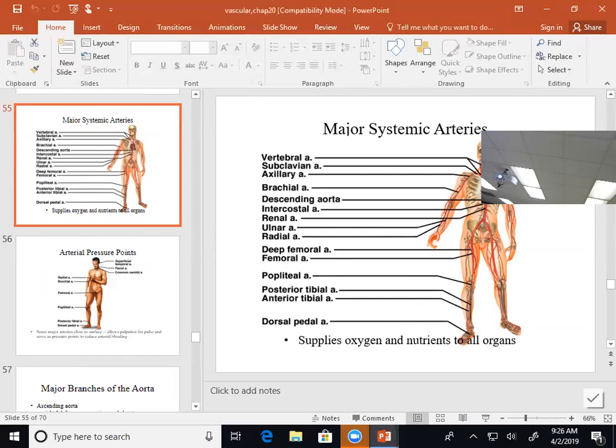How about here? What's this bone? The femur. So what's this major artery? Femoral. What's this region behind the knee? Popliteal. Some people say it another way. How did you learn to say it? Popliteal. Anyway, you don't have to spell it.